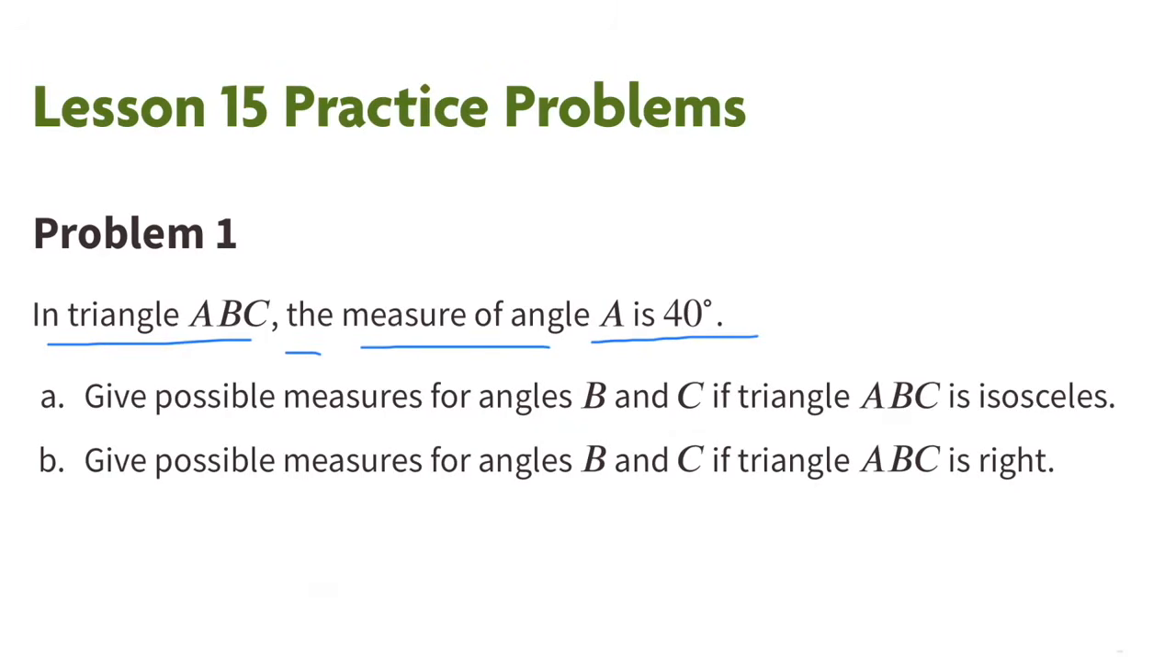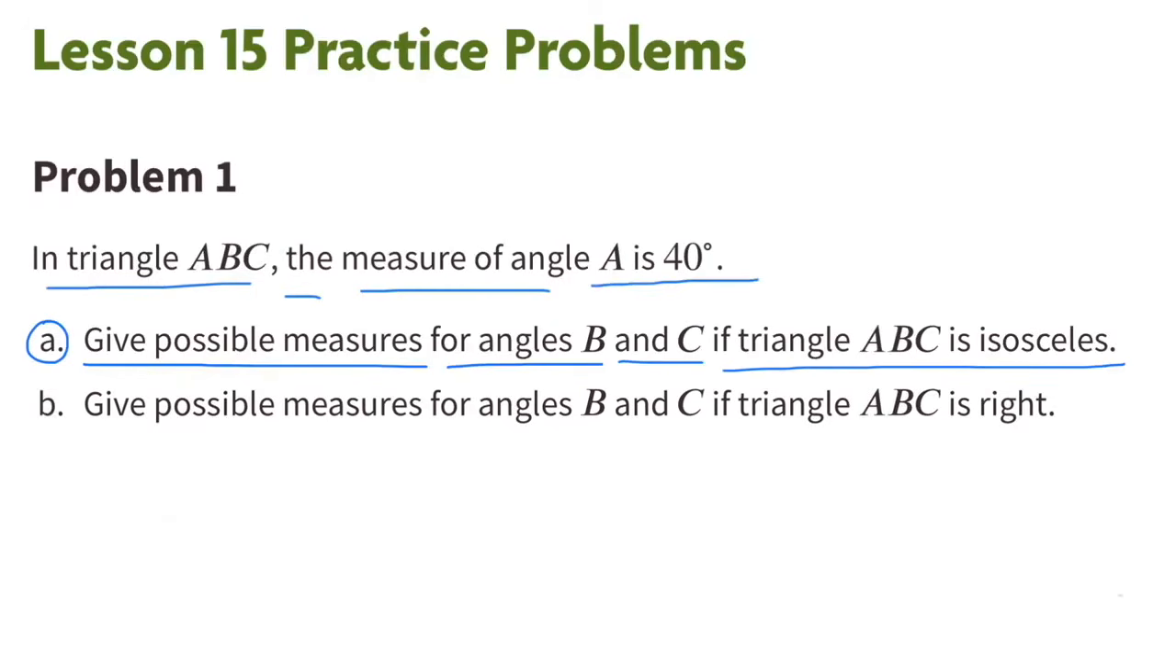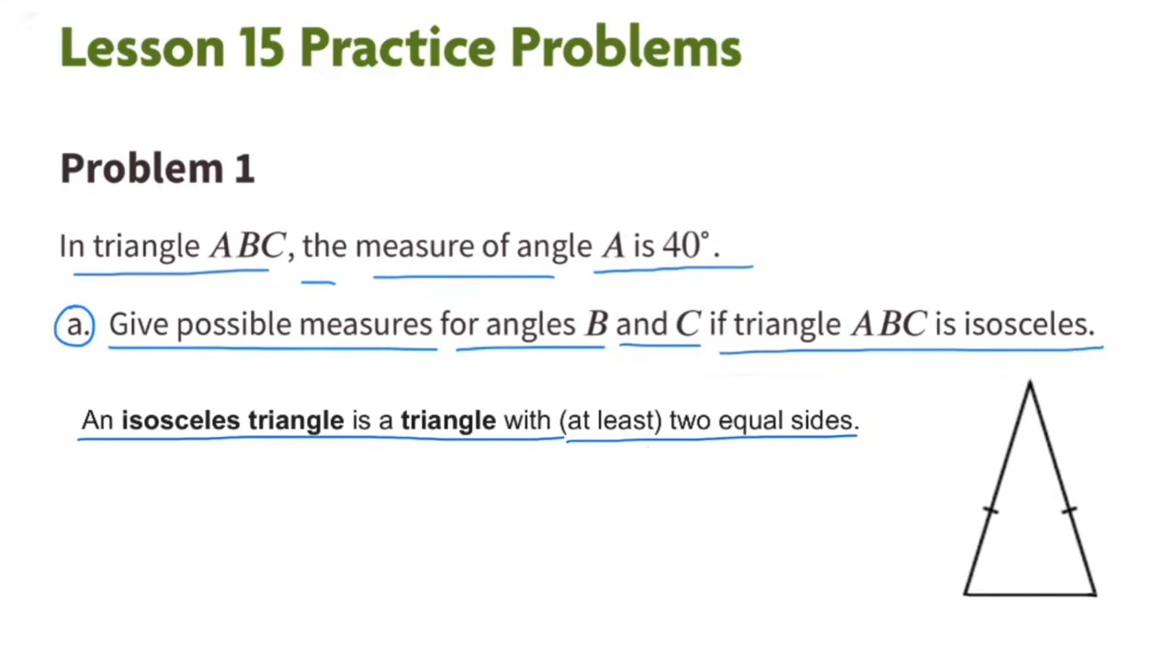Number 1. In triangle ABC, the measure of angle A is 40 degrees. A. Give possible measures for angles B and C if triangle ABC is isosceles. An isosceles triangle is a triangle with at least 2 equal sides. This angle in red would represent angle A of 40 degrees. The bottom angles would represent angles B and C.